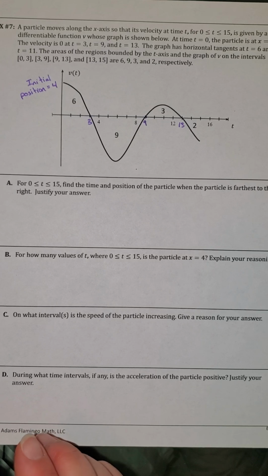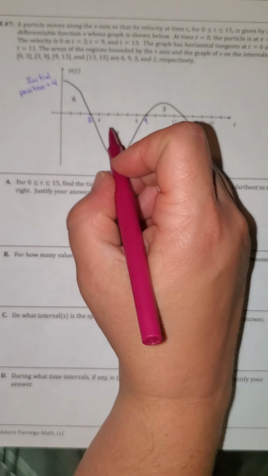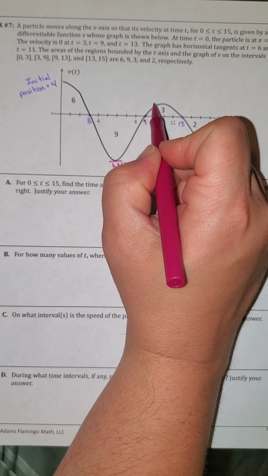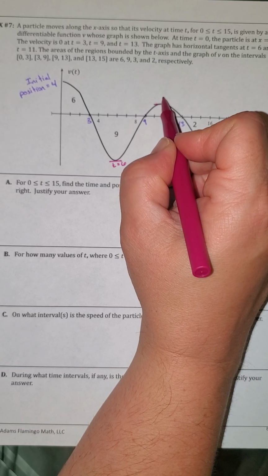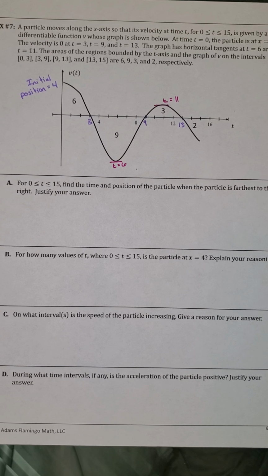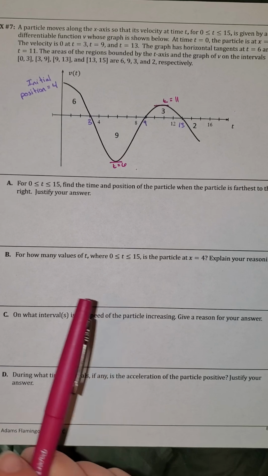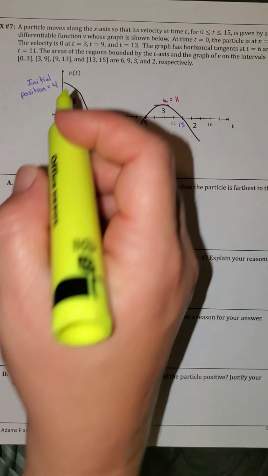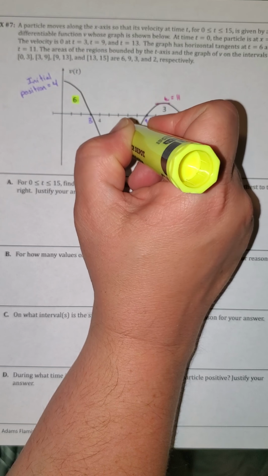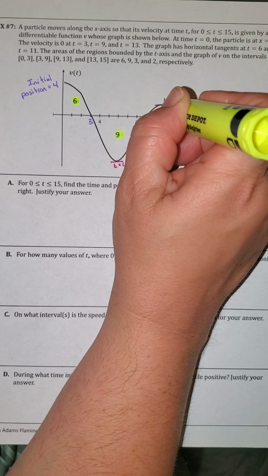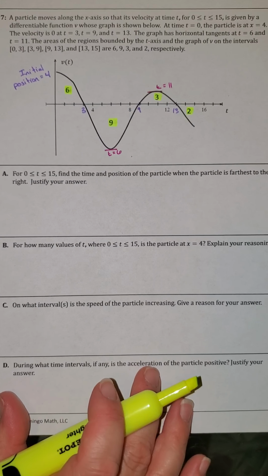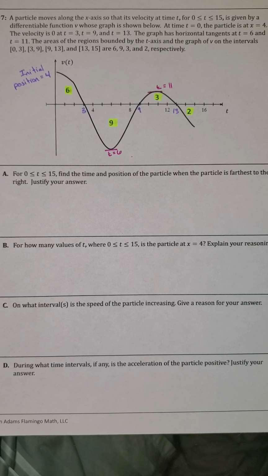The graph has horizontal tangents at t equals 6 and t equals 11. So we've got some relative max and relative min. The areas of the regions bounded by the t-axis and the graph are on there. From 0 to 3, it's 6. 3 to 9, it's 9. 9 to 13, it's 3. And then 13 to 15, it's 2. So that paragraph is just describing what's happening.